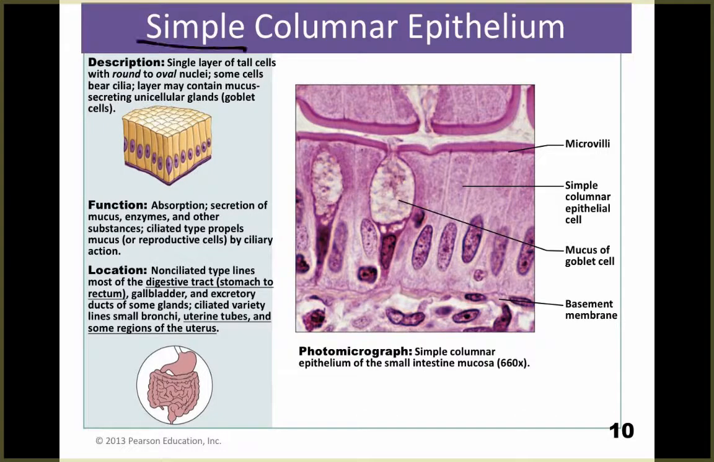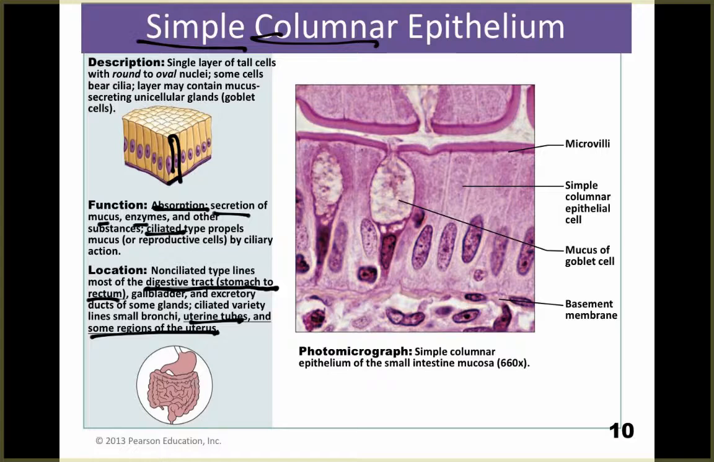Simple columnar, again, simple is one layer, and then you have these rectangles, so they look like really large columns. They're important for absorption and secretion of things like mucus and enzymes and other substances, right? A lot of times, they'll have cilia on them, the little hair-like structures. And so you can find them in the digestive tract, from the stomach all the way to the rectum, the uterine tubes, and some regions of the uterus.